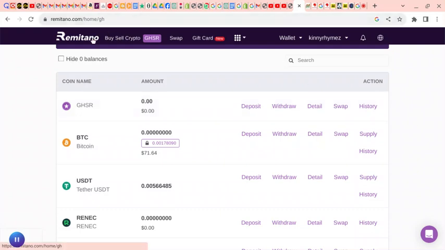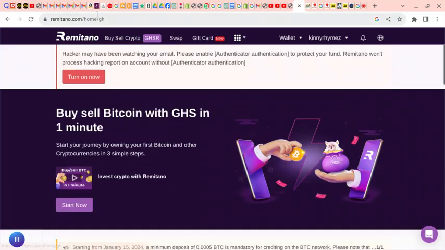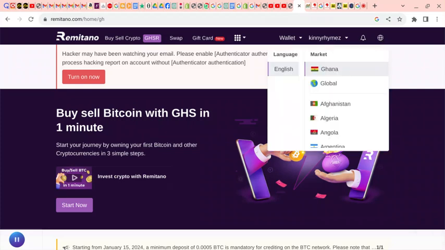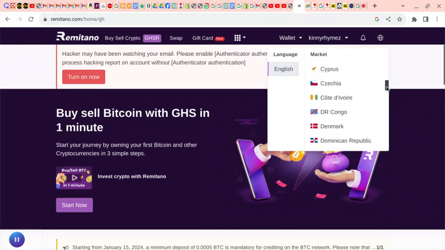Let me go to Remitano for you. You see that my own is Remitano.com home Ghana. That means it's the Ghana one. You can change it, but I'm in Ghana, so I'll be using the Ghana one. If you want to join the Nigeria market, let's say, you go to Nigeria. Let me just switch to Nigeria for you to see.